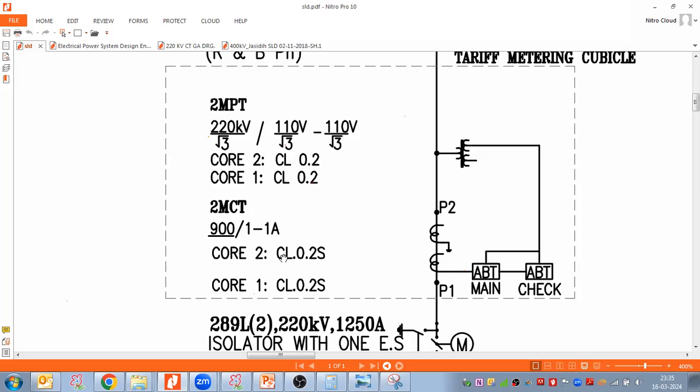Sir, in metering, you don't require metering, it will not affect. As we discussed, in the metering core, the knee point voltage is much less than in the protection core. What we are using is the protection core, so the knee point voltage will be high. So it will not cause any problem. It will not go into saturation also.